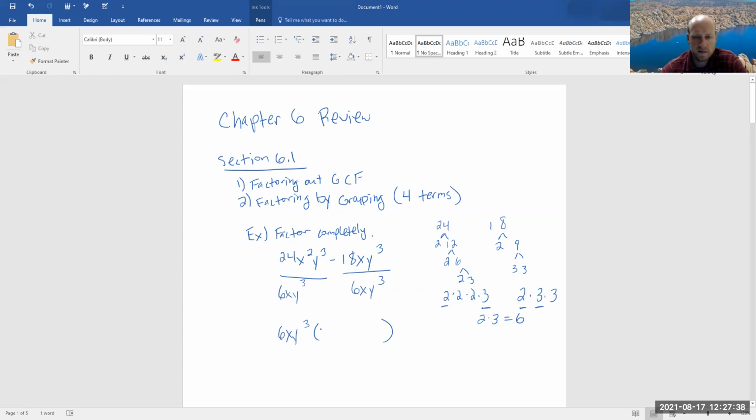So 24 divided by 6 is 4. X squared divided by x is just x. Y to the third divided by y to the third is nothing. So that is done. And then this one, 18 divided by 6 is 3. X divided by x cancels, and y to the thirds cancel. So this is your completely factored answer.